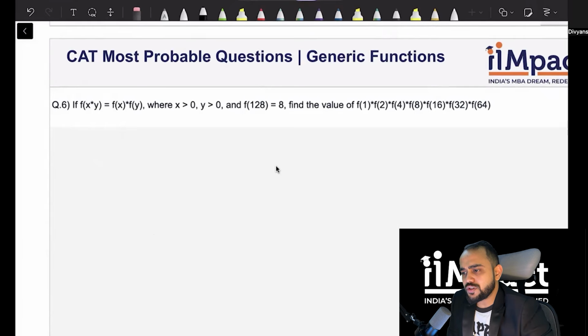All right, so for this question we are given f of xy is equal to f of x into f of y, where x is greater than 0, y is greater than 0, and we are given one particular value at 128.